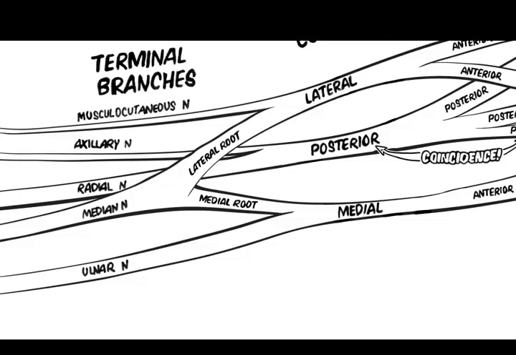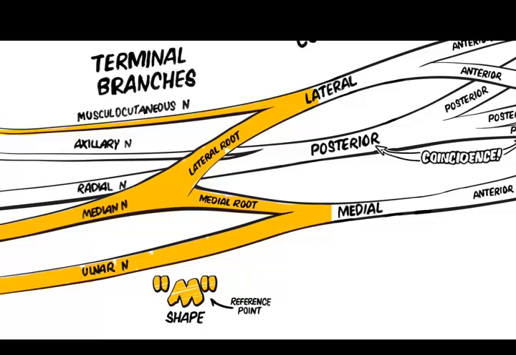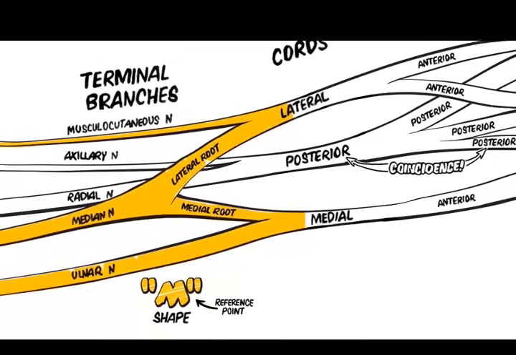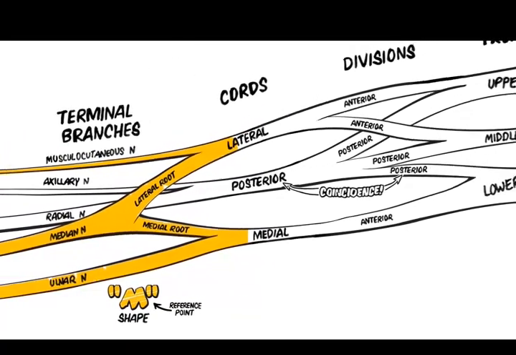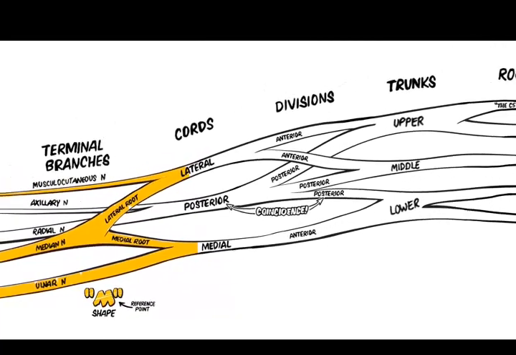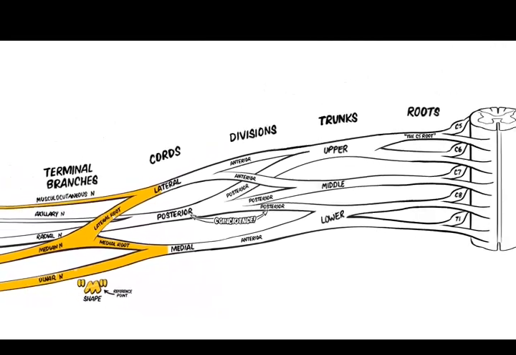the median nerve proper. The terminal branches of the lateral and medial cords form the characteristic M shape anterior to the axillary artery, which is usually the most distinctive feature of the brachial plexus, and serves as a reference point for locating and identifying the other components of the plexus. Now that we understand the major structural features of the brachial plexus, it's time to add in important smaller nerves that arise from the roots, trunks, and cords.